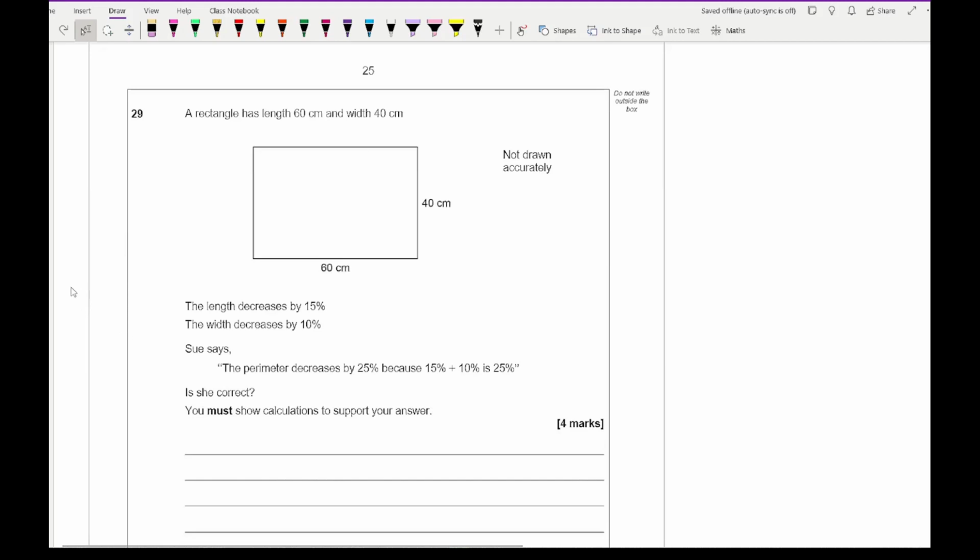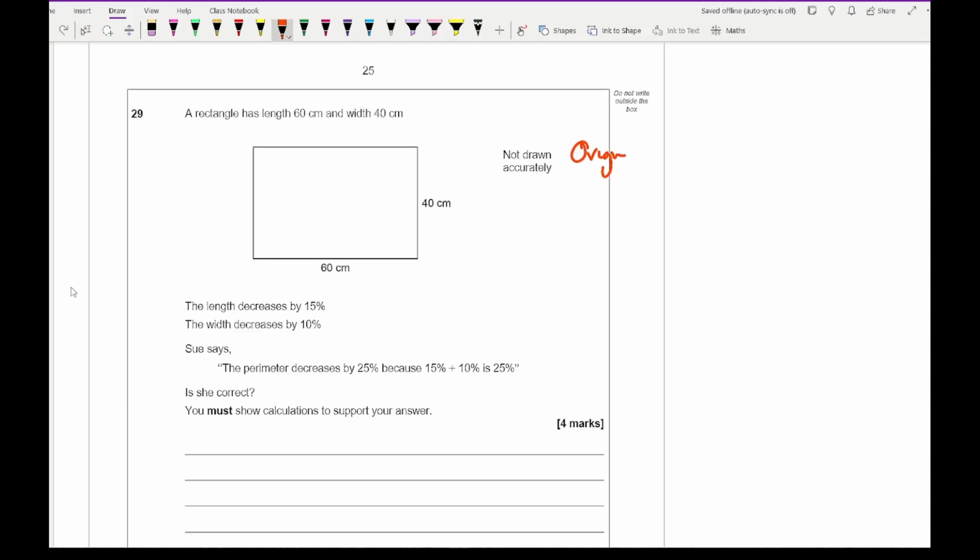Moving on to question 29, it says that a rectangle has a length of 60 centimeters and a width of 40. The length increases by 15% and the width by 10%. Sue says the perimeter decreases by 25% because 15 plus 10% equals 25%. Is she correct? Well, let's have a look.